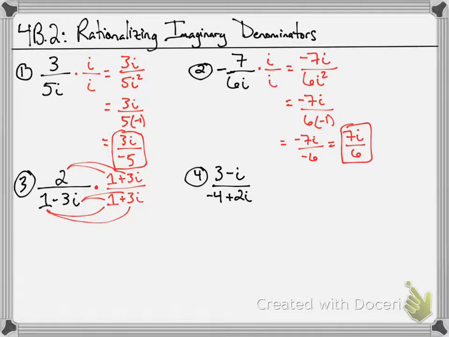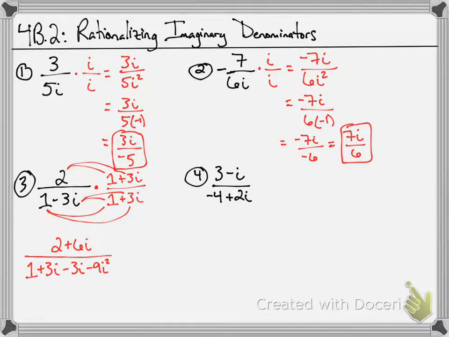So in our numerator, we'll multiply the 2 in. That'll give us 2 plus 6i over, now I'm going to go ahead and multiply my denominator together, so I'll multiply the 1 first. So 1 times 1 is 1. 1 times 3i is 3i. Now we'll multiply the negative 3i to the terms. So negative 3i times 1 is negative 3i. Negative 3i times positive 3i is negative 9i squared.